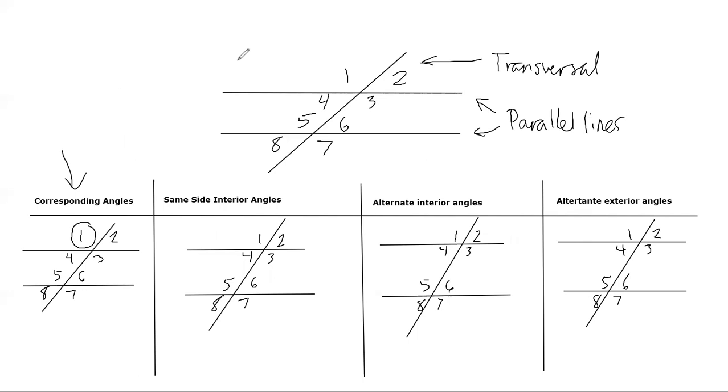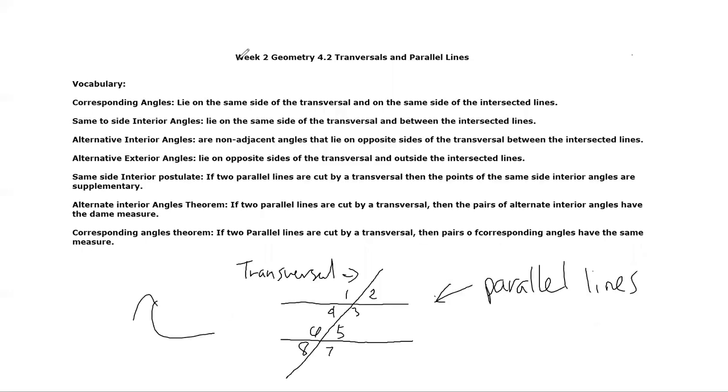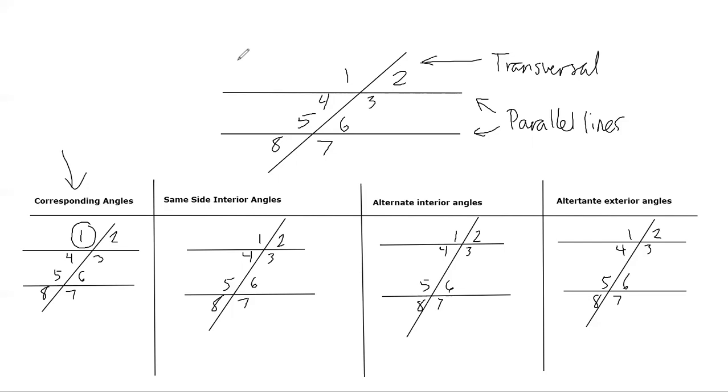If you notice number one, that's circled, it's on the left side of the transversal, which means that an angle will correspond to it only if it's on the left side of the transversal. So let's look at all the angles on the left side. There's angle 4, 5, and 8. Now, the second rule will help determine which other angle is corresponding. It says that it has to be on the same side of the intersected lines as well, right?